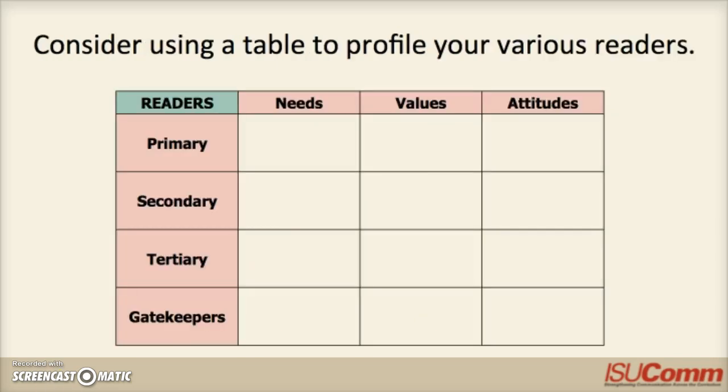Here's a sample heuristic that would allow you to profile your readers by using this table. You can see that you would start with needs, values, and attitudes, and address each one of those for your different levels of readers, so primary, secondary, tertiary, and your gatekeepers. Start with needs, values, and attitudes. You could add additional columns to the side here if you had other items that you wanted to use in your audience analysis, maybe demographics or some other kind of data or information that you would want to analyze the audience for.